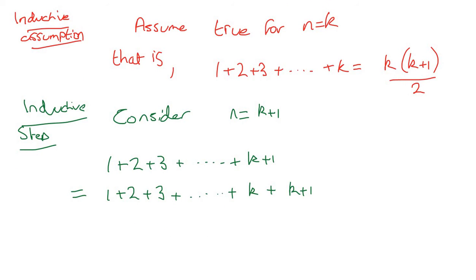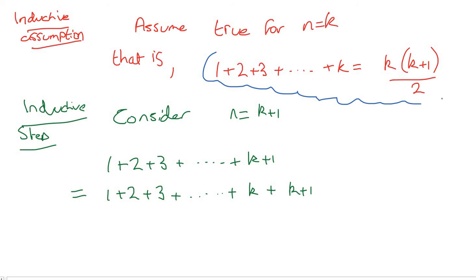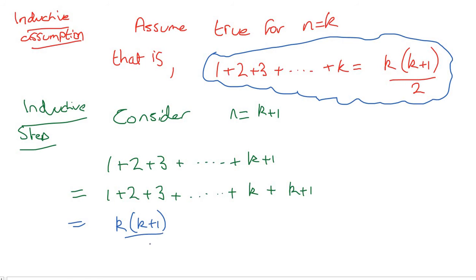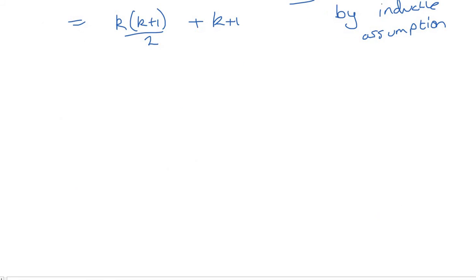Now what we can do is use our inductive assumption, so this bit here. So let's do that. So we can say this is equal to k times k plus 1 over 2, but we've still got this term here, plus k plus 1. So I'll write by inductive assumption. Okay, so this is where we're up to. We've got k times k plus 1 over 2 plus k plus 1 is equal to our sum of the first k plus 1 natural numbers.